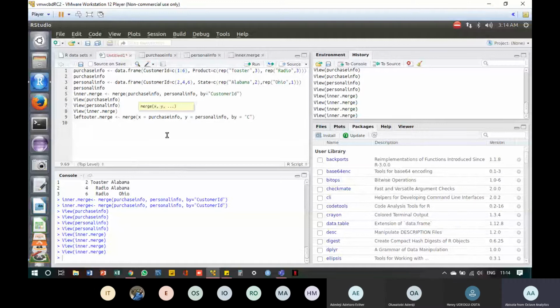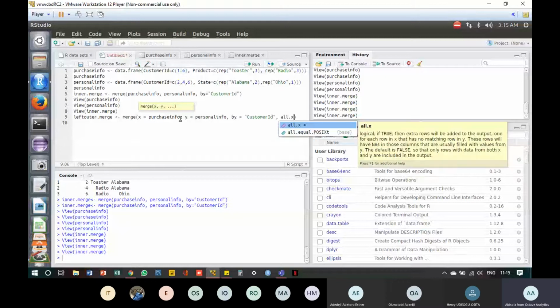Customer ID. And you're going to tell R that you are performing a left join. And the way to tell R you are performing a left join is using all.x. So this tells R that you are merging on purchase info, and X is what is on the left side of your merging. So you have two circles like this.